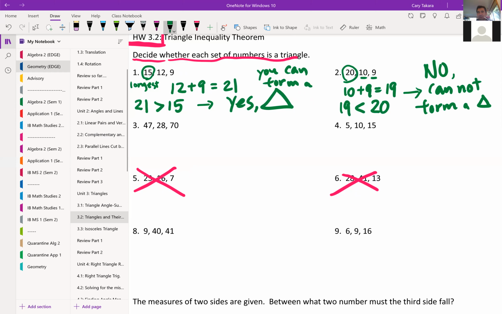And you are probably getting tired of seeing this. Here's the 20, the longest stick. And here's a 10 and 9. And 10 and 9, if you add them, it's 19. It doesn't quite all the way make it. Does that make sense? 19 is the two shorter sides. 10 and 9 are not long enough to form a triangle. Okay.